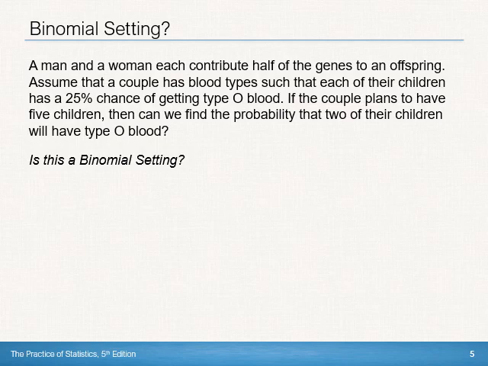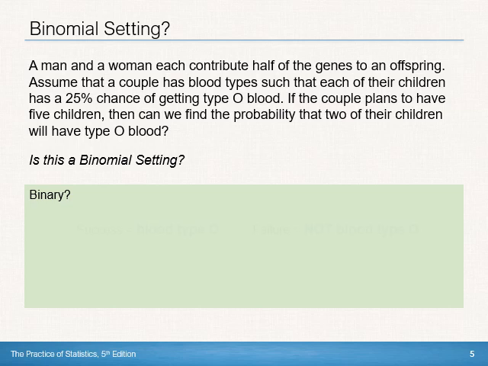All right, so if the couple plans to have 5 children, that sounds like n, right? They're planning ahead of time to have 5 children. Then we can find the probability that 2 of their children will have O-type blood. First of all, let's determine whether this is a binomial setting. Let's go through that BINS.